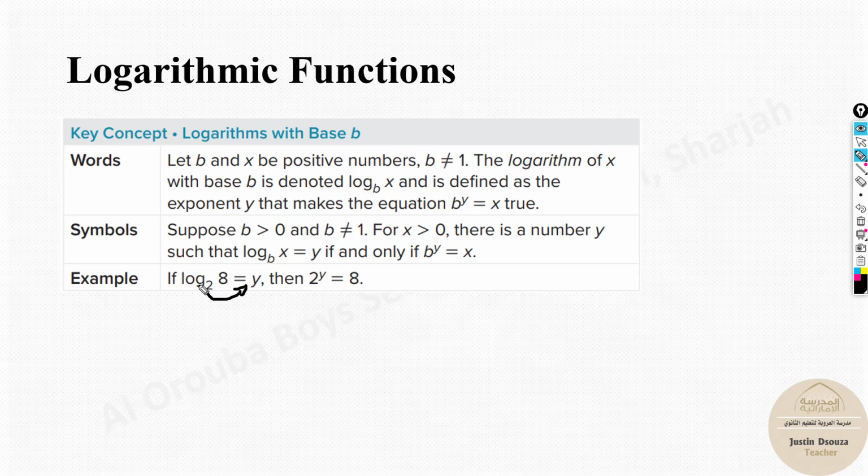Okay, 8 doesn't change. This log 2 is there, right? This 2 moves to here instead of y. This pushes the y upside, so y goes to the power. Now this is what is equal to 8. Now what's the answer? It is 3. Y to the power 2 to the power 3 is equal to 8. That is how we can solve it.